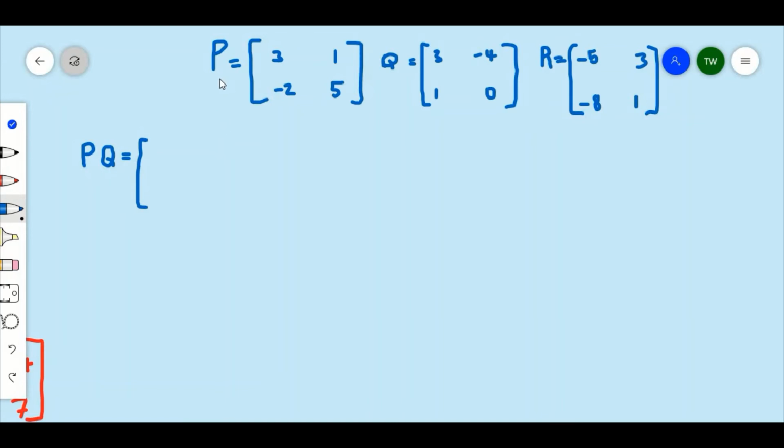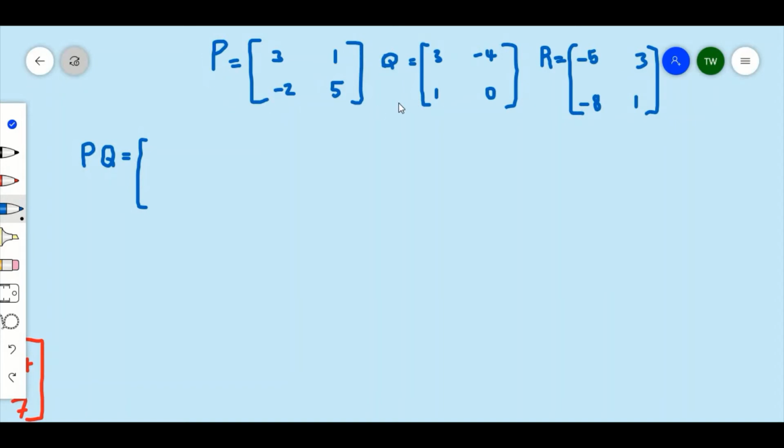Here we are given matrix P is equal to 3, 1, negative 2, 5. Matrix Q is equal to 3, negative 4, 1, 0. And matrix R is equal to negative 5, 3, negative 8, 1. So all matrices are 2 by 2 matrices, which means that they can be multiplied because the number of columns in the first matrix is equal to the number of rows in the second matrix.